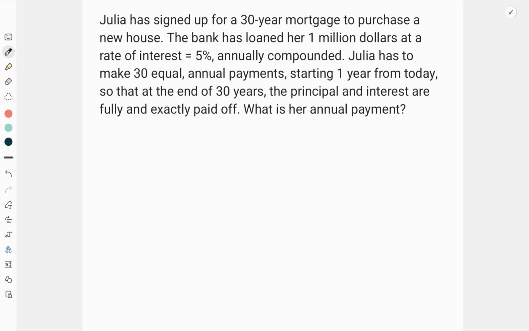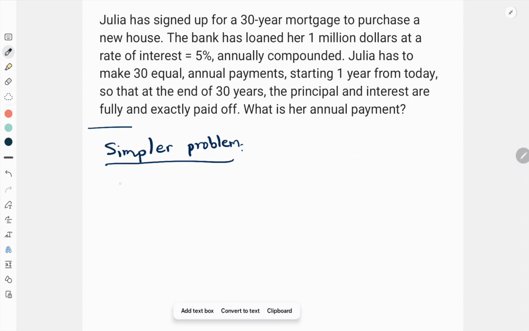Before we go into the actual solution of this problem, let's start with a simpler problem here. I'm going to solve a simpler problem first that tells us what the ingredients of the solution are, and then we will solve the real one. Simpler problem. So instead, the term of the loan is only 2 years, let's say, not 30 years.